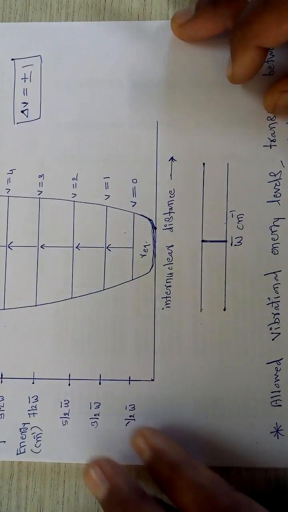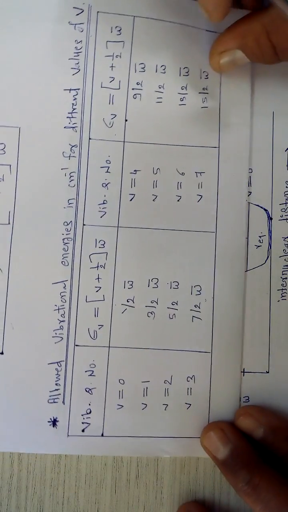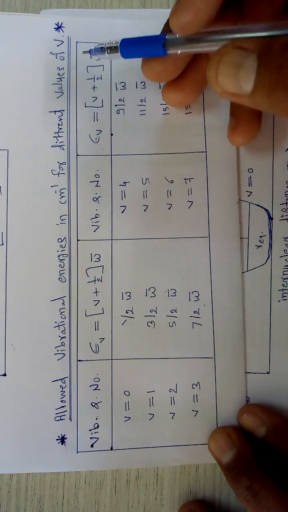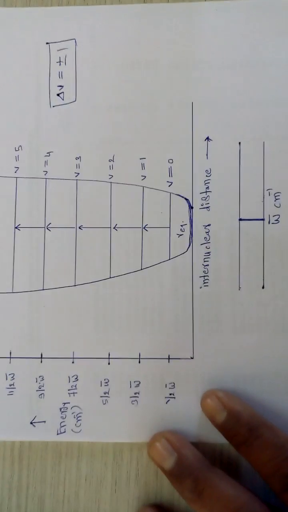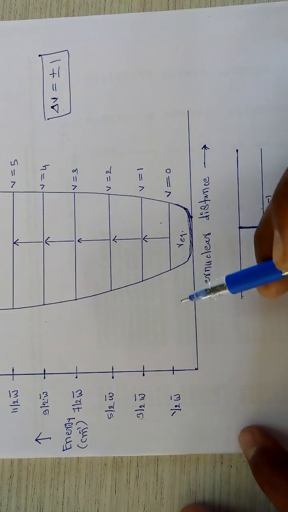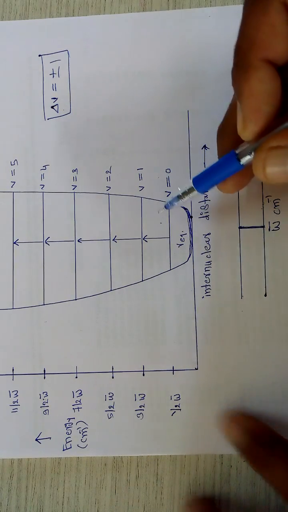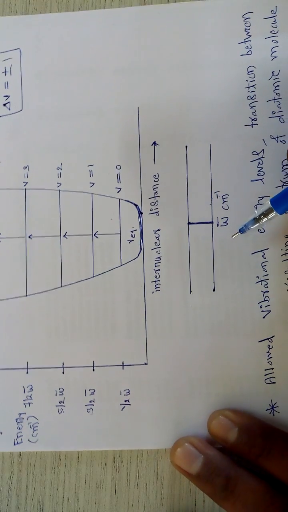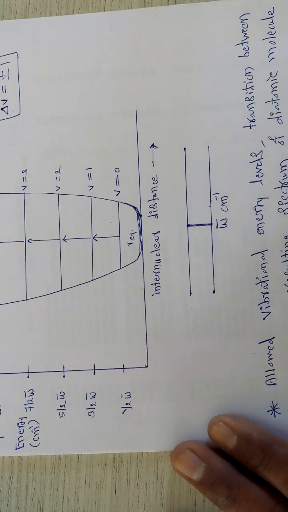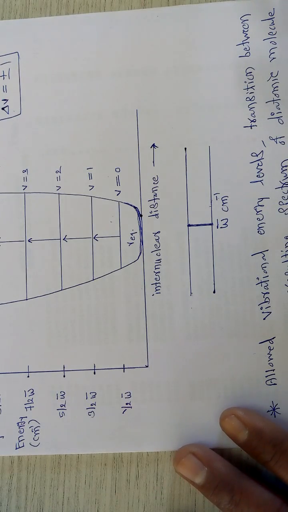So up to this study, we considered how to calculate the allowed vibrational energies in per centimeter for the different values of V by using this equation. Next, we considered the figure which gives us an idea regarding the different allowed vibrational energy levels, their energies, their allowed transitions, as well as the spectrum obtained for such a simple harmonic oscillator. So this is nothing but the study regarding this type of simple diatomic molecule.